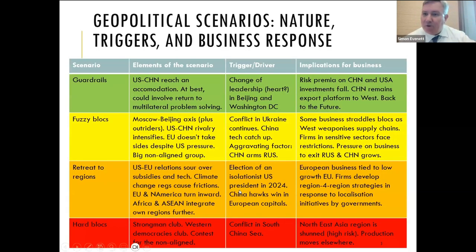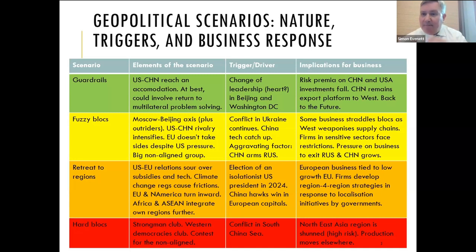The four scenarios which I see going forward, or at least help me structure thinking about the future, are on this slide here. I'll start with the fuzzy block scenario, which is the one I think we're gradually edging towards at the moment. Over the past year, we've seen a stronger alliance between Moscow and Beijing. We've seen the Western alliance and sanctions and the like stick together. Obviously, Ukraine has done amazingly better than many people thought at the time.